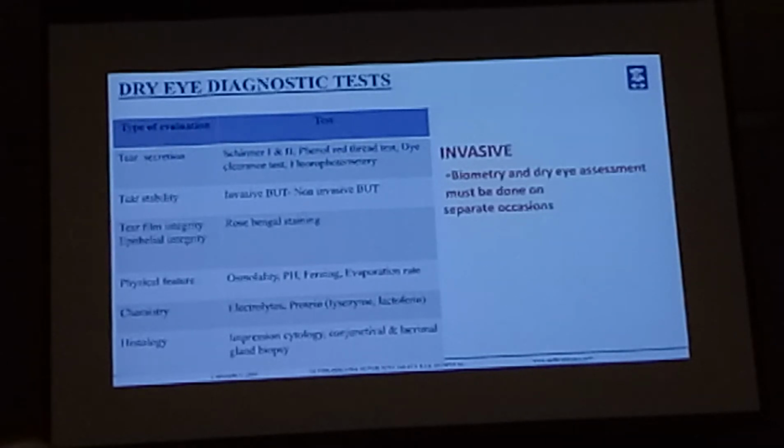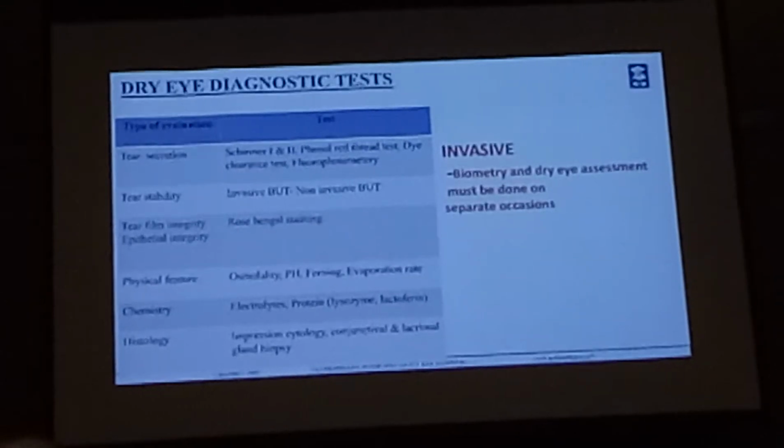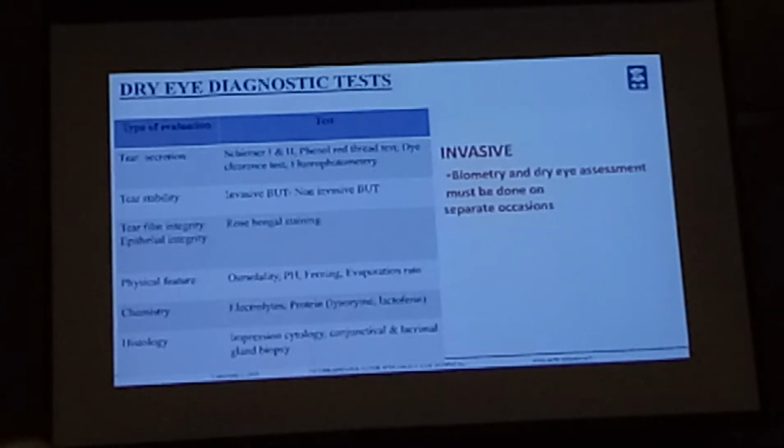But a word of caution, always do the biometry and dry eye assessment on separate occasions. Somebody was asking about patients that come in on the same day and want surgery. If there is a history of dry eye or you think that the patient has a dry eye from the history, then probably you can schedule the dry eye assessment and the biometry on separate days, because if you do any invasive tests like a Schirmer or invasive TBUT, then it is definitely going to affect your biometry and your calculations are going to be off.